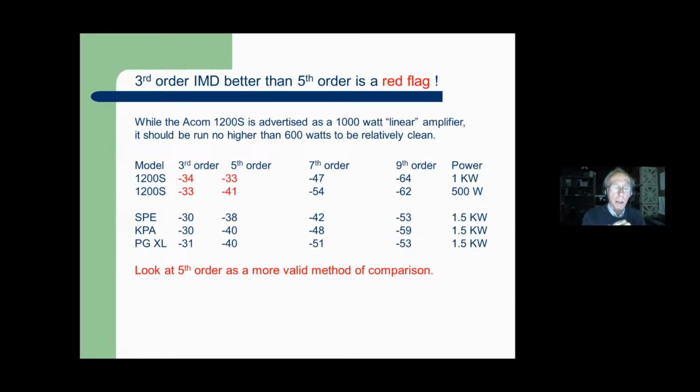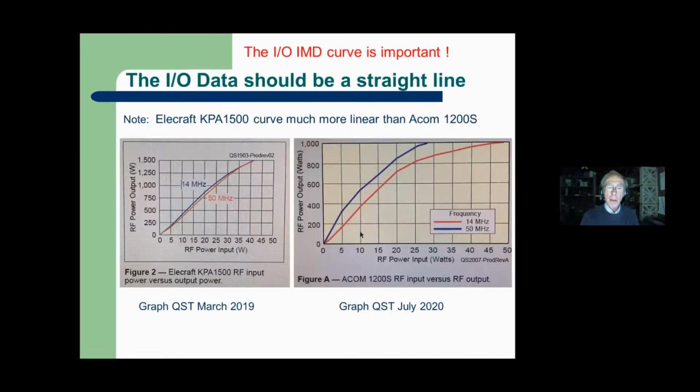Well, that's looking normal. Minus 33 at third order, and it gets better at fifth order. So that makes sense. So this amplifier at half power would be just fine in comparison to the SPE, the KPA, or the Power Genius XL. Actually, just a teeny bit better than those two, but that's at a kilowatt and a half. So this graph, we really hope that QST keeps doing that, but it's unfortunate that this ACOM really flat tops.